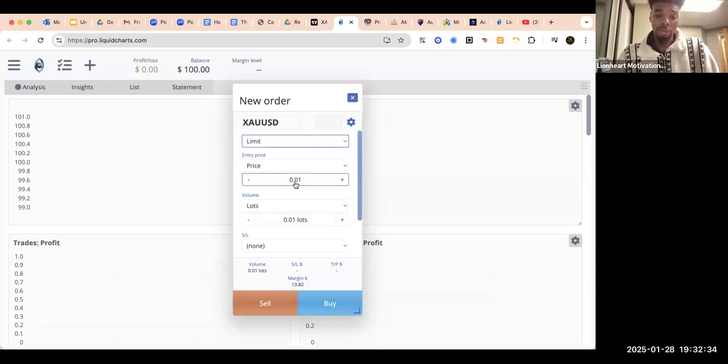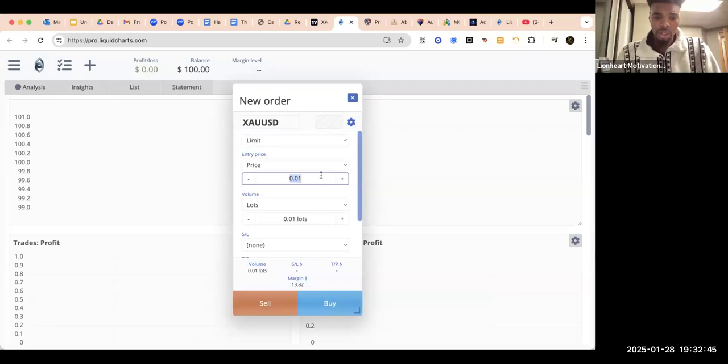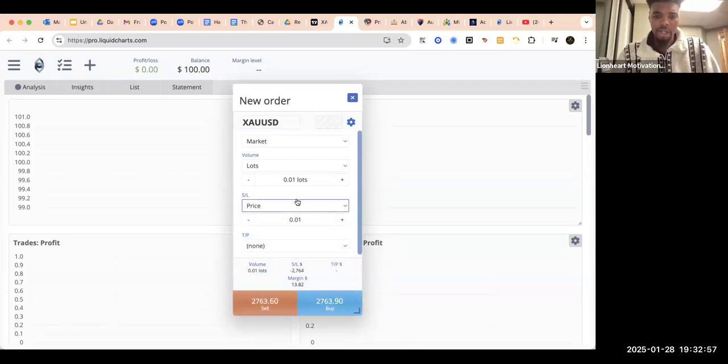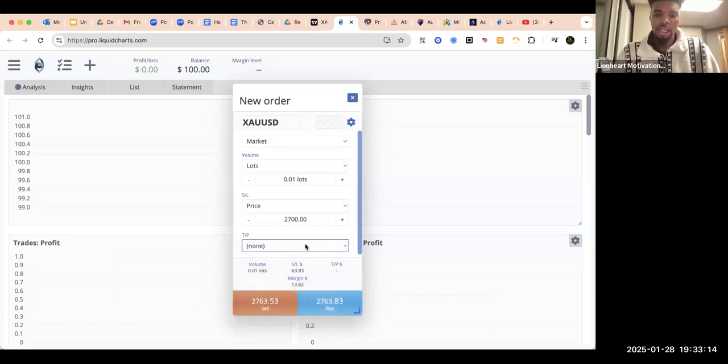We're going to do a lot size, and I just want to reiterate this. I know I already told you guys this before, but you always want to do a lot size of 0.01 starting off, all right? We're in gold, so we're actually going to do market price. This is the price down here. Let's do 2,700 for a stop loss, and then 2,765.